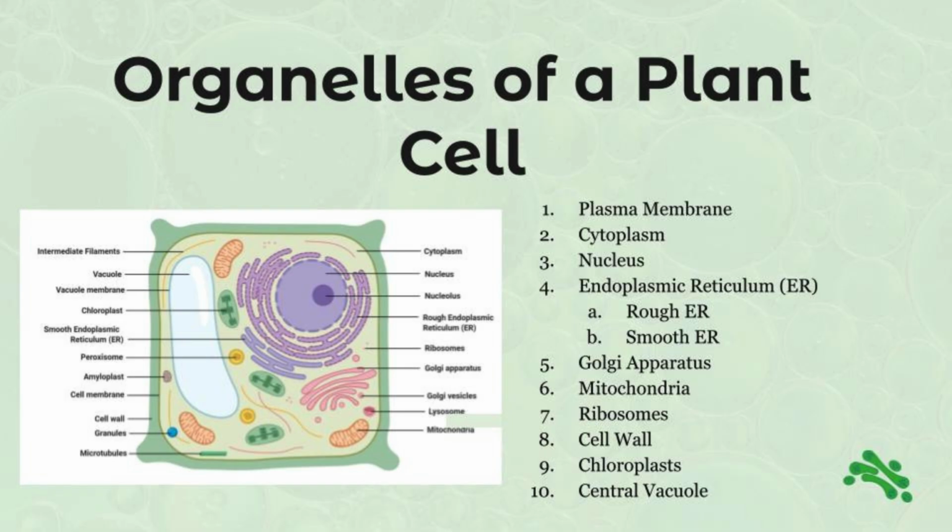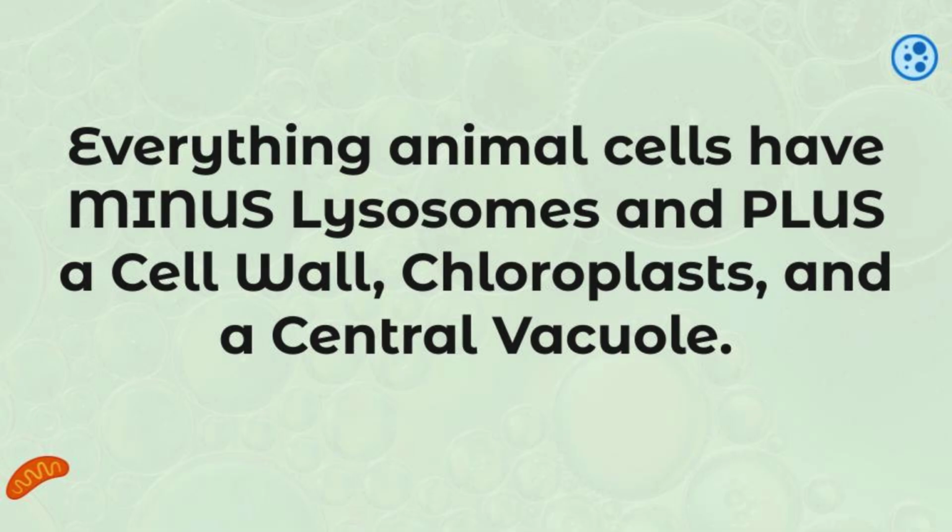All right, so that was animal. Now we're moving on to plant. These are the organelles of a plant cell. If you look at this list, you'll see that it's everything animals have minus lysosomes, but plus a cell wall, chloroplast, and a central vacuole.